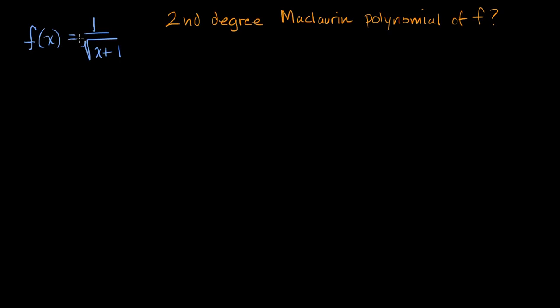So we're told that f of x is equal to 1 over the square root of x plus 1. And what we want to figure out is what is the second degree Maclaurin polynomial of f. And like always, pause this video and see if you could have a go at it.